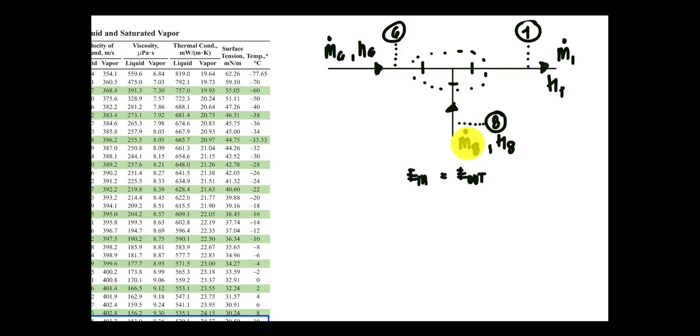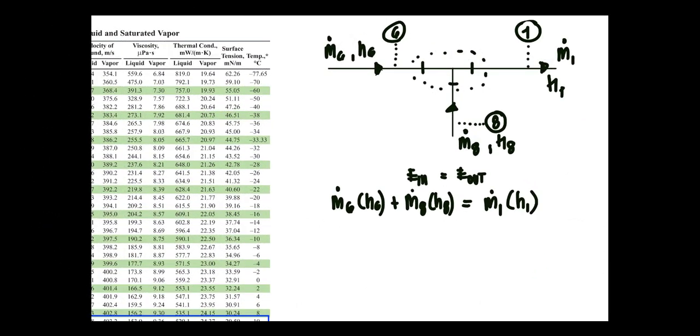Now what is entering the T, we have the mass flow rate at point 6 multiplied by the enthalpy at point 6. Then we have also the mass flow rate at point 8 multiplied by the enthalpy at point 8. This is equal to the mass flow rate at point 1 multiplied by the enthalpy at point 1. Now the values for enthalpy 6 and enthalpy 8, we have. What we don't have is the value for enthalpy 1 and mass flow rate 1, also mass flow rate 6 and mass flow rate 8.